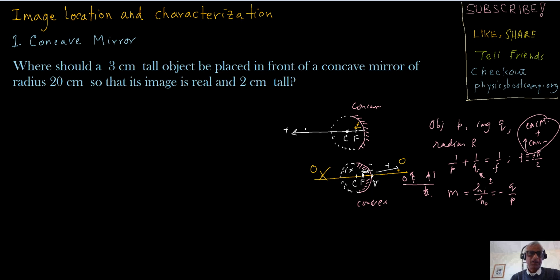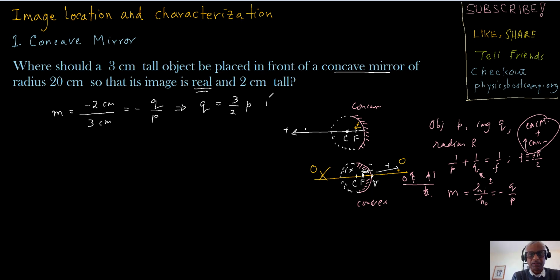Let's see how we're going to do this problem. So here we have a magnification of 2 centimeter over 3 centimeter, and because it's a real image, it's going to be inverted in a concave mirror. That comes from the geometrical way of looking at it. So this is something I'm putting in as information: minus 2 centimeter tall over 3 centimeter, and that should be equal to minus Q over P. So we say Q is 3/2 P. That's one equation I get.